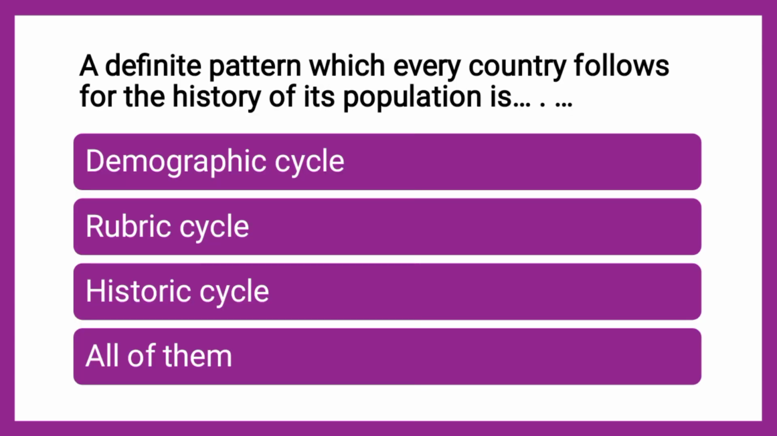Next question is, a definite pattern which every country follows for the history of its population. The pattern followed, whether it is a demographic cycle, a rubric cycle, a historic cycle, or all of them. As we all know, the scientific study of human population is demography, and the pattern which is followed for the history of population of a particular country will definitely be the demographic cycle. So the correct answer is demographic cycle.